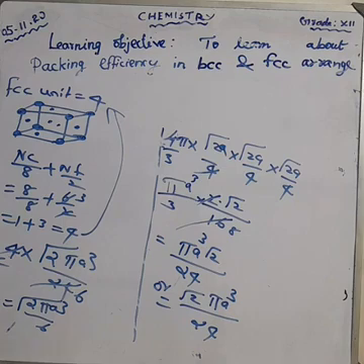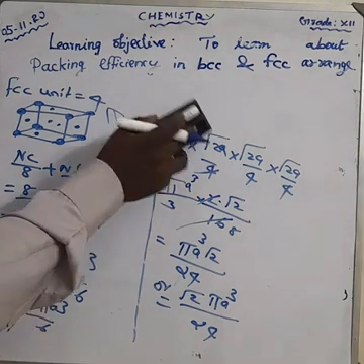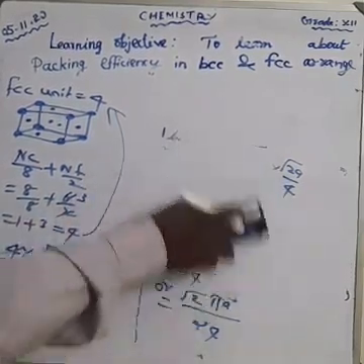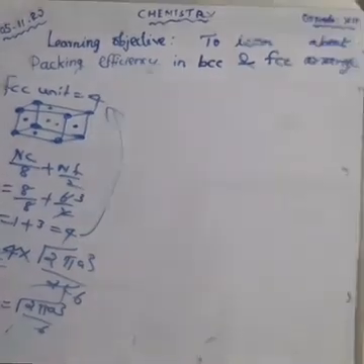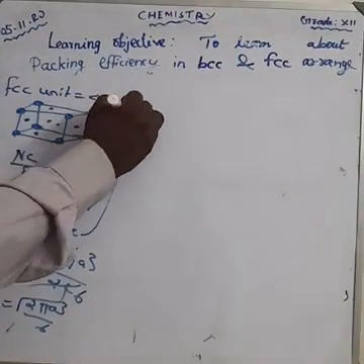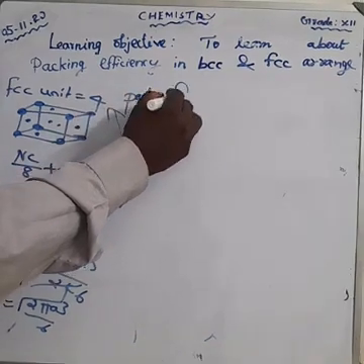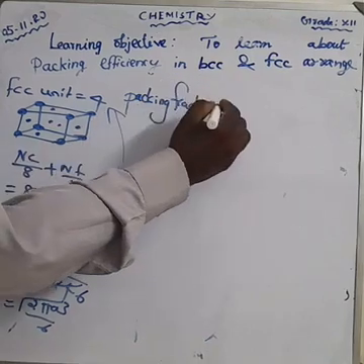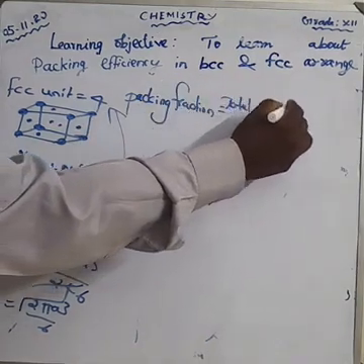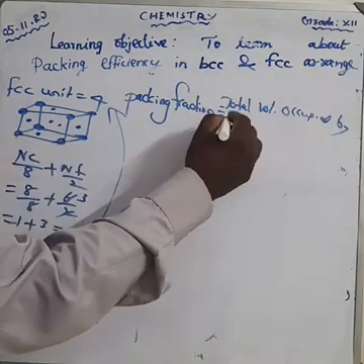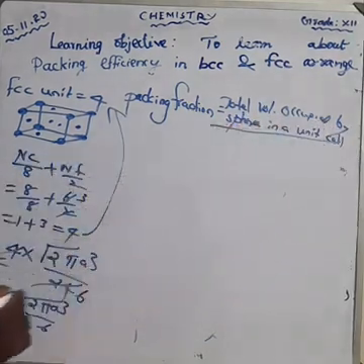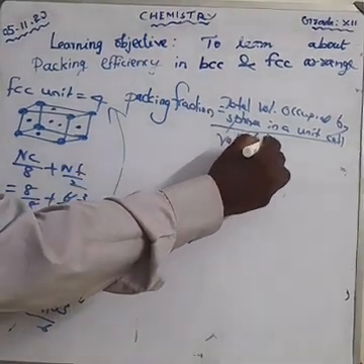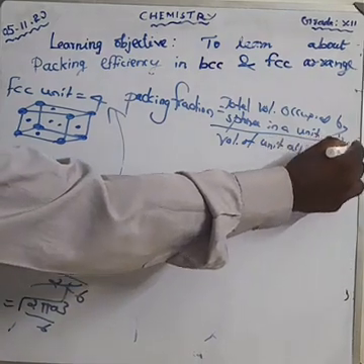All of you know that one. What is the formula for packing efficiency? The formula I already told you. Packing efficiency or packing fraction is equal to total volume occupied by spheres in the unit cell divided by volume of the unit cell into 100. This is the formula.